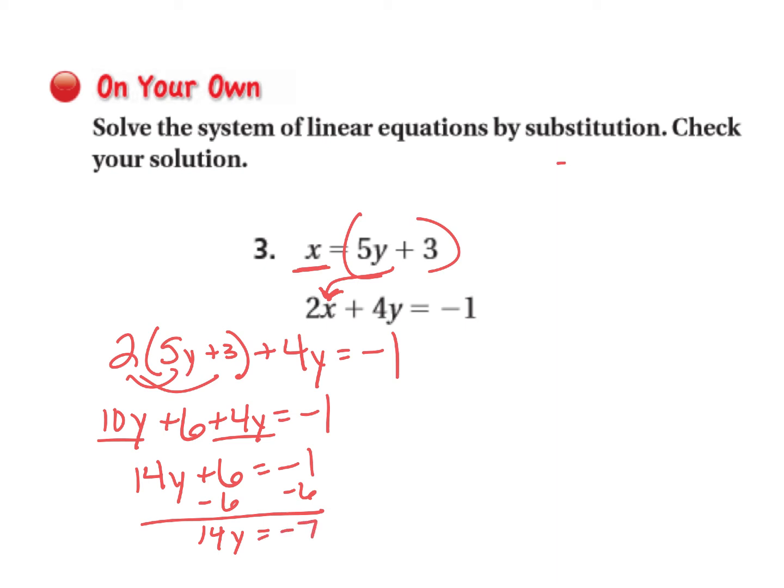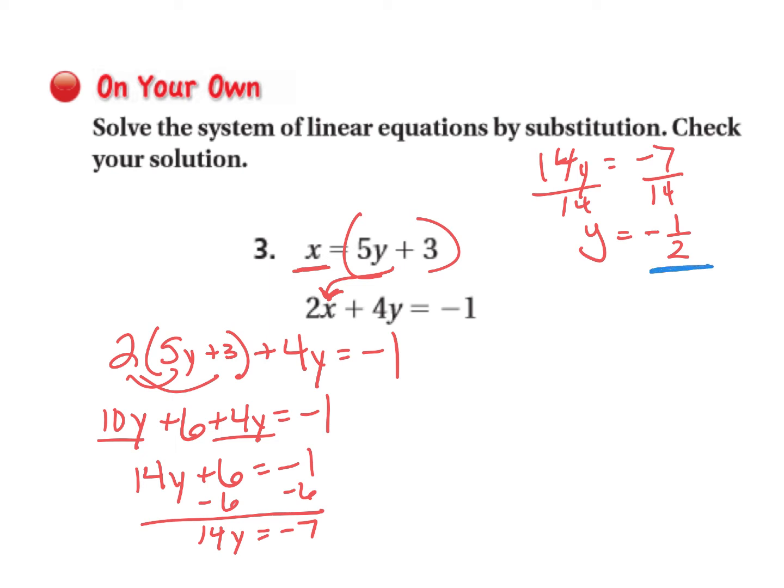I'm going to bring it up here, so that I have room. Divide by 14. Now, this is going to equal a fraction because 7 over 14, that's negative 1/2. And that's fine. We can have fractions. I know it scares some of you, but we can have fractions.